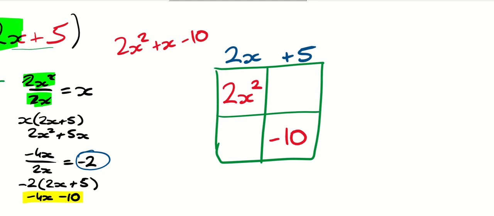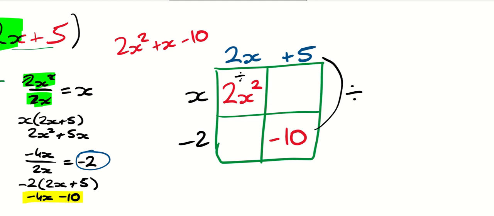Now, all you've got to do actually now is just divide each of these in. So 2x squared divided by 2x. Okay, we've done it over here. We get x here, and we do minus 10 divided by 5, and we'll get minus 2, just like we had down here. Okay, so that's our answer.